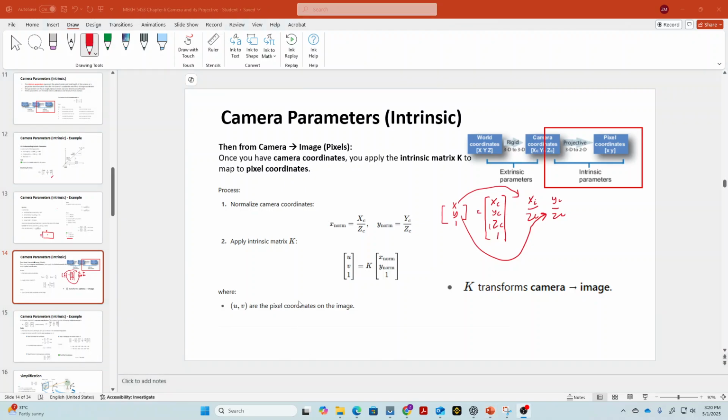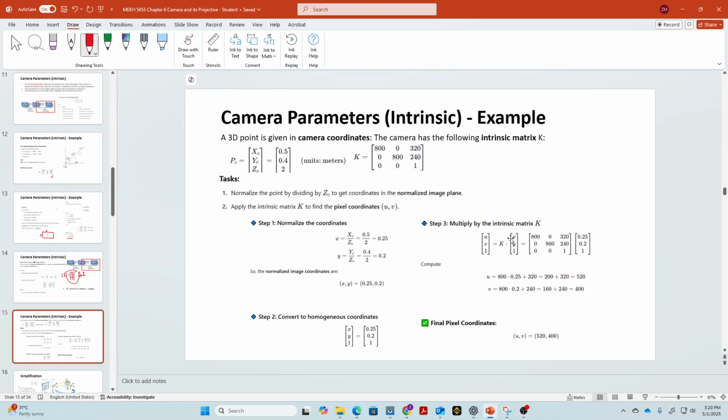Then after that, you have to apply the K matrix, which is the intrinsic parameter. Finally, you can calculate the values of u and v, and that will be the final answer. From the 3D world, you go to the camera coordinates, and finally you get the uv value on the sensor.